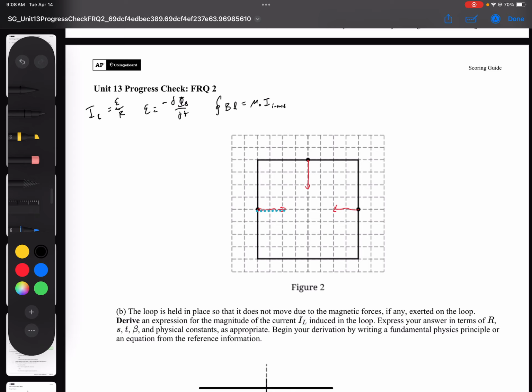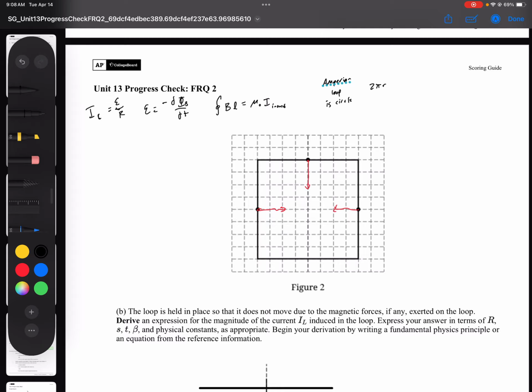Okay, and our Amperian loop. For a wire, the Amperian loop is going to be a circle. The length over which the magnetic field is tangent to that Amperian loop is just the circumference of a circle, so it's just 2 pi r.